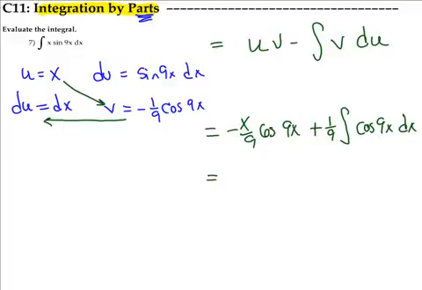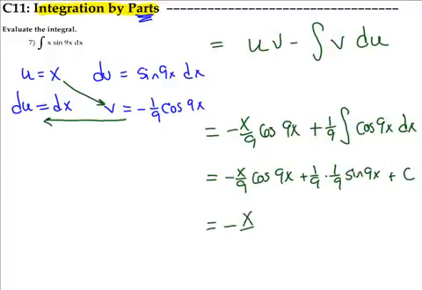Now I just have to finish this integral. So I have negative x over 9 cosine 9x plus 1/9 times whatever that integral is. Well, the antiderivative of cosine would have to be sine, right? Sine 9x. But I have to watch out for the chain rule there, so I'm actually going to need a 1/9 sine 9x. And don't forget the plus c here. There's always going to be a constant if we don't have limits of integration.